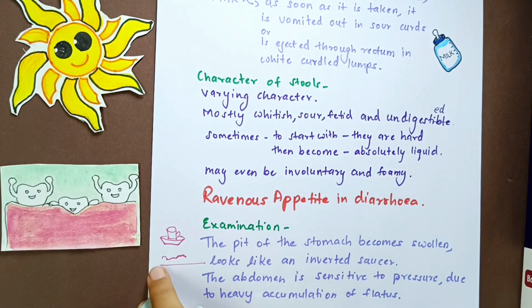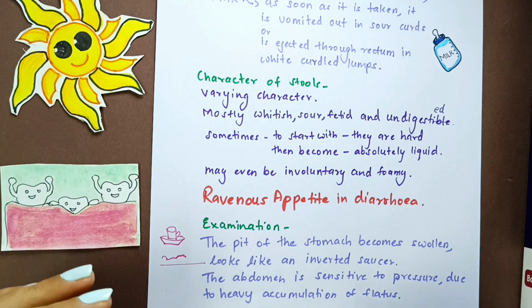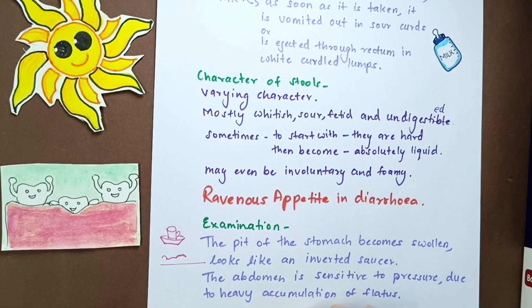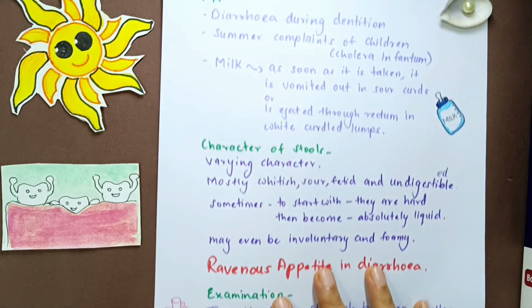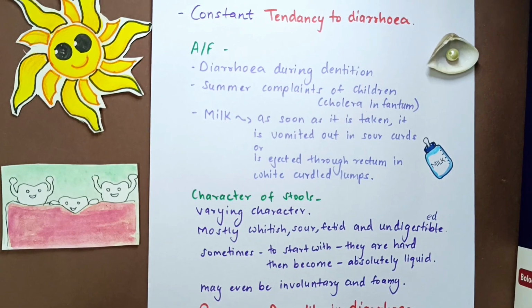On examination we saw that there is an inverted saucer kind of shape of the abdomen or the stomach, and the abdomen is sensitive to pressure because there is heavy accumulation of flatus. Because there is not good digestion taking place, right? And whenever there are issues in digestion, you will have the formation of flatus. So that's about the diarrhea related symptoms.